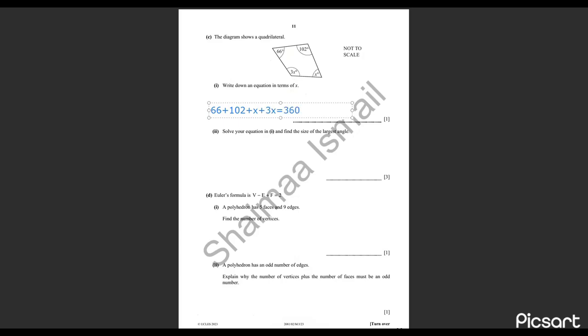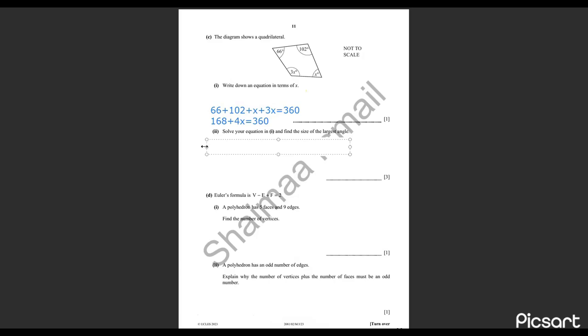I can merge them. So we can say 66 plus 102 will be 168, plus 4x equal to 360. Then solve the equation. For the first one, you can say this is the equation. It's fine to keep it like this. It's an equation in terms of x. So here he wants to solve the equation.